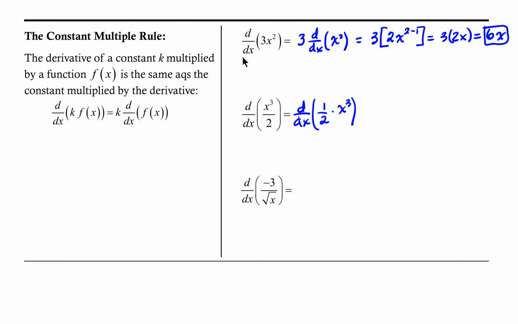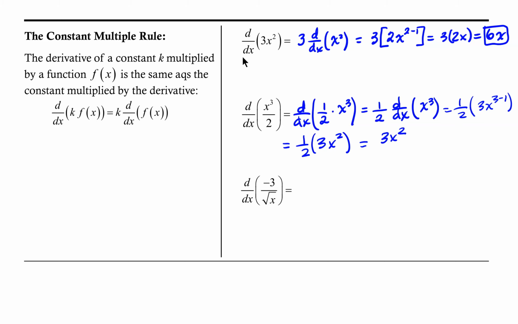Then we can see that we do have this constant of 1/2, so this would be 1/2 times the derivative with respect to x, or d dx, of x cubed, which we can then take our derivative of using the power rule there. So 1/2 times 3x to the 3 minus 1, or 1/2 times 3 times x squared, which we can then rewrite as 3x squared over 2 through properties of multiplication of rational numbers.